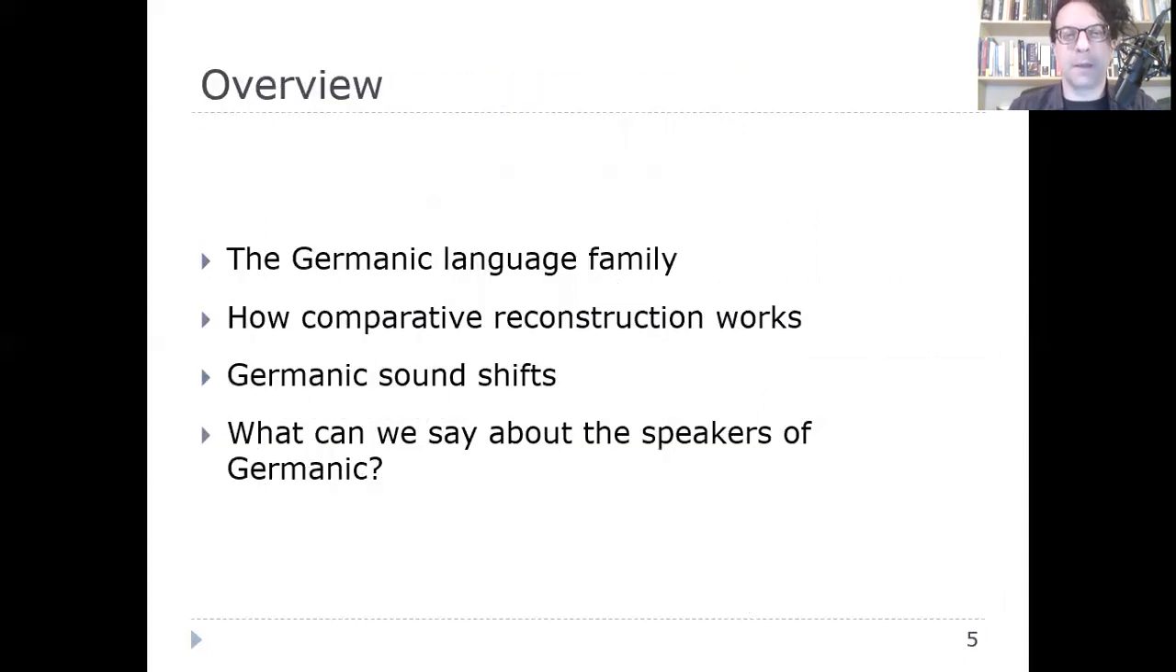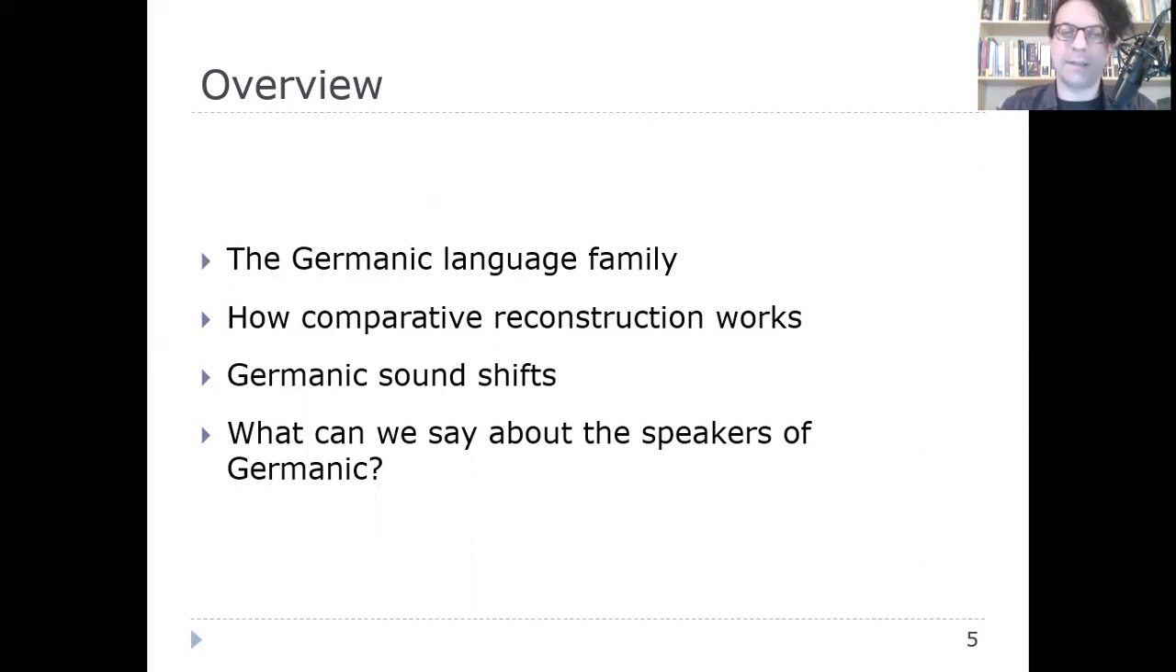necessarily. Okay, so what I'm going to do for the next few minutes is show you the Germanic language family, talk a little bit about the Germanic language family, and then a little bit going into how comparative reconstruction works. So how do we reconstruct the parent language, the ancestor of English and German, for example? Then I'm going to say something about some Germanic sound shifts. And here I'm going to focus on the sound shifts that English and German have in common, and also one sound shift that separates them from each other, which is also pretty interesting.